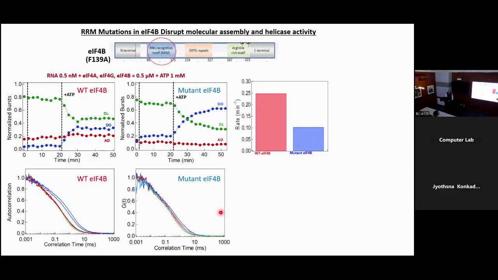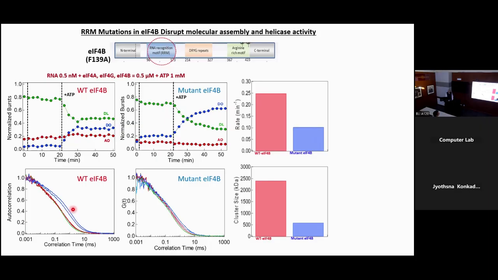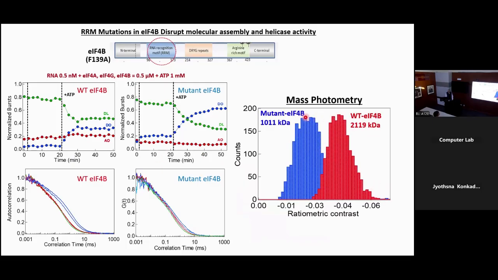And also the same thing applies to the cluster formation. There's the native one, doesn't form clusters. So again, there's this relationship between groups of these proteins on the RNA and getting a decent amount of strand separation. And again, the mass photometry of these shows the same thing. These are the clusters with the wild type EIF4B, and then if you have the mutant with weaker RNA binding, you see much smaller clusters.